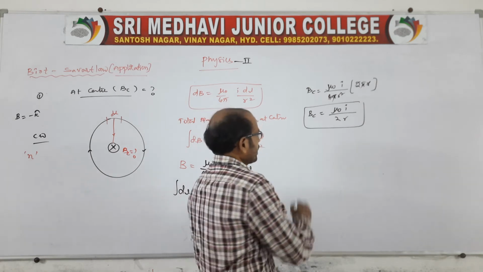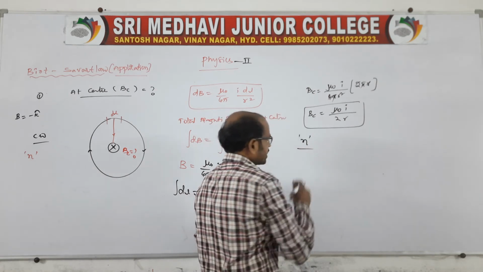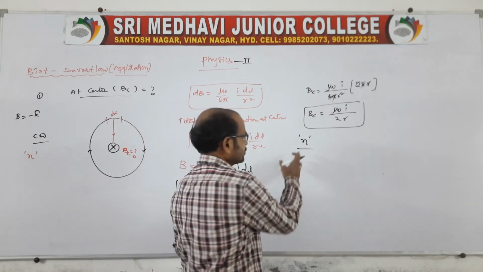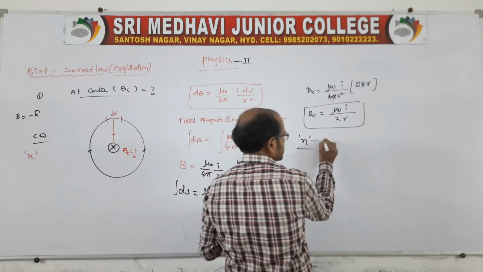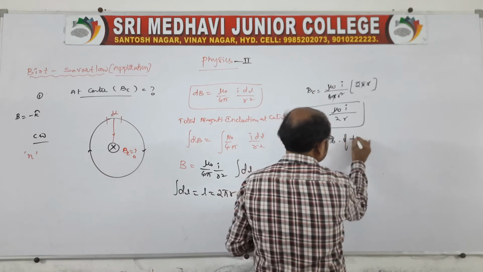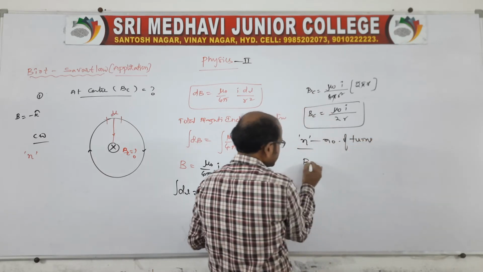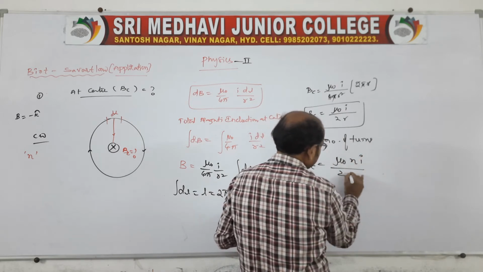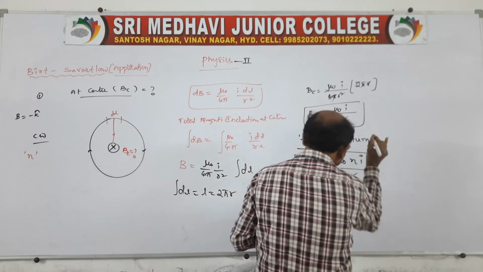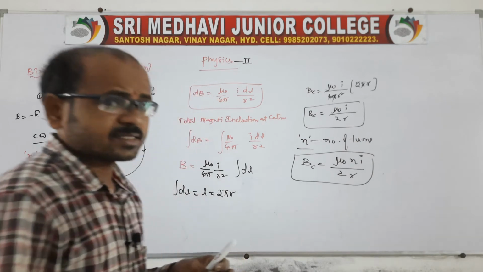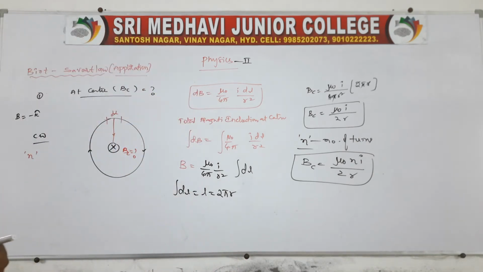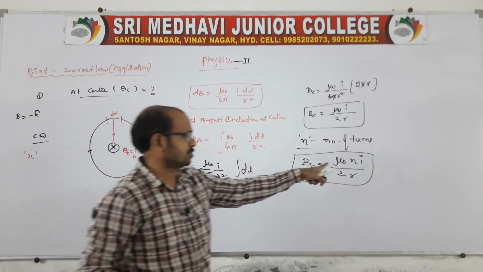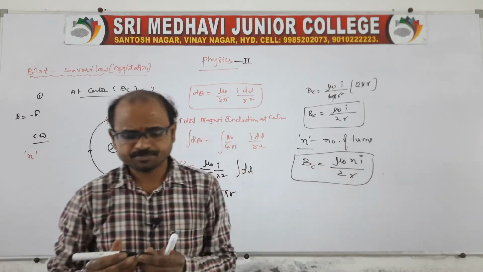And one more point, the circular coil contains N number of turns. Suppose it contains N number of turns, then you say number of turns. So BC at the center is equal to mu naught N I by 2r. It is the circular coil. The current is carrying in the circular coil which is in the clockwise direction. Therefore, the magnetic induction at the center is BC equal to mu naught N I by 2r.